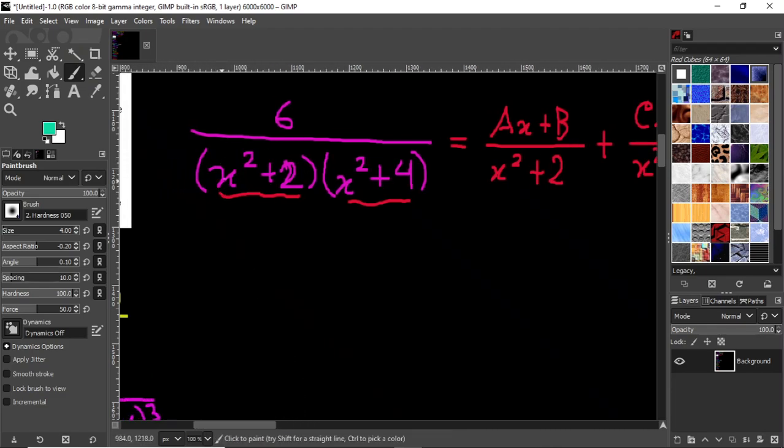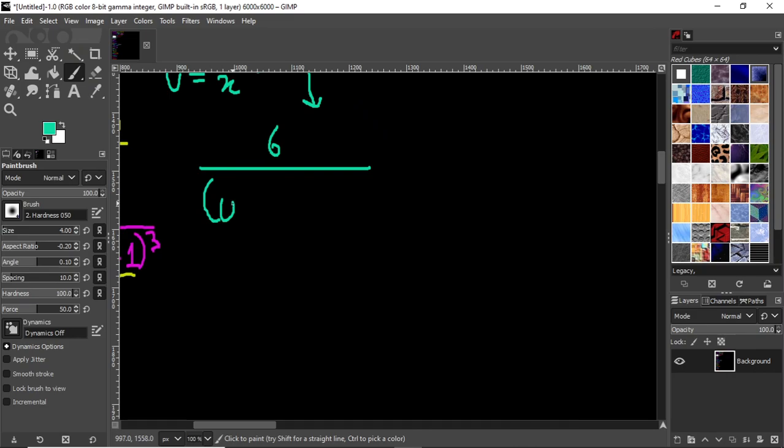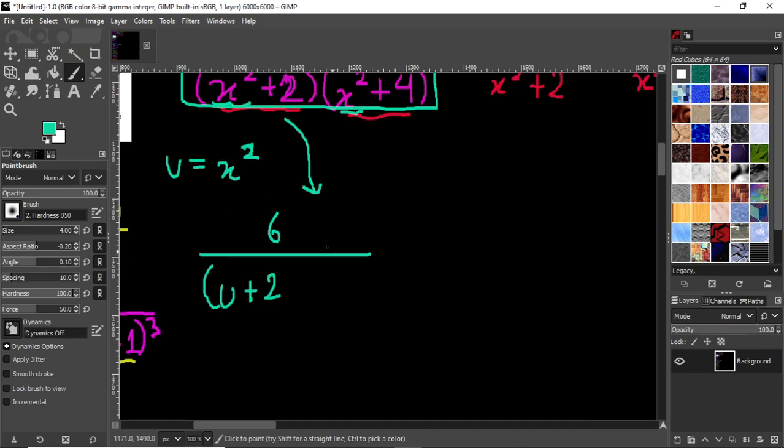In this special case, we can actually make a substitution to make our life much easier. You have an x squared here and an x squared here. Let's try making the substitution u equals x squared. If we do that, this becomes 6 over u plus 2, times u plus 4.